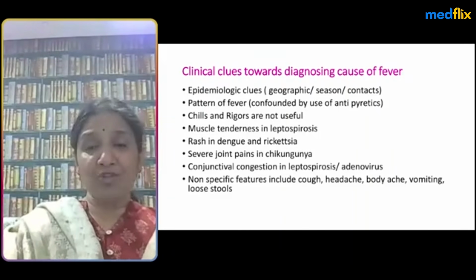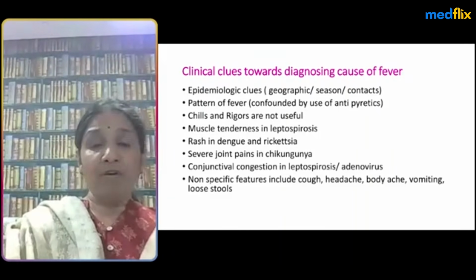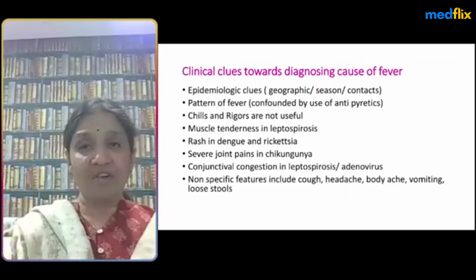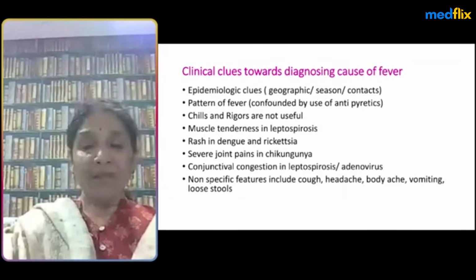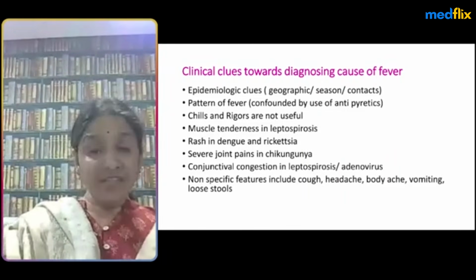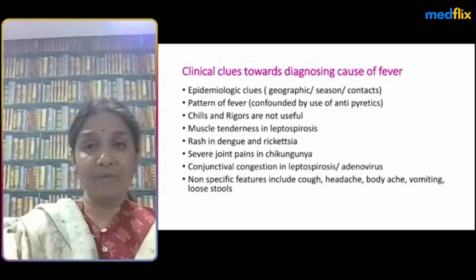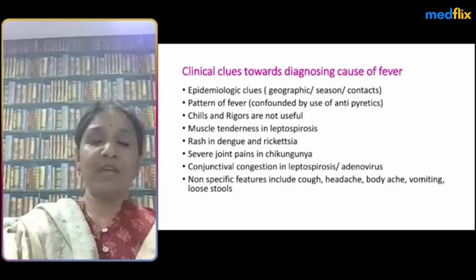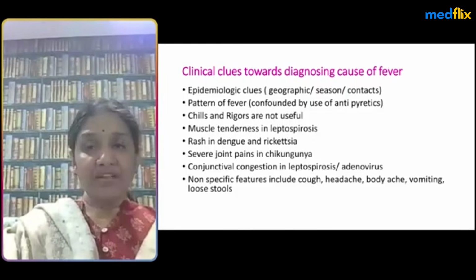But suppose you have a patient who tells you that my fever was highest on the first day, and now on the third or fourth day, the fever is gradually coming down. Then you know that this fever is more likely to be viral. On the other hand, if the patient had low grade fever to begin with and now is gradually increasing in intensity, then you know that this fever is more likely to be typhoid.